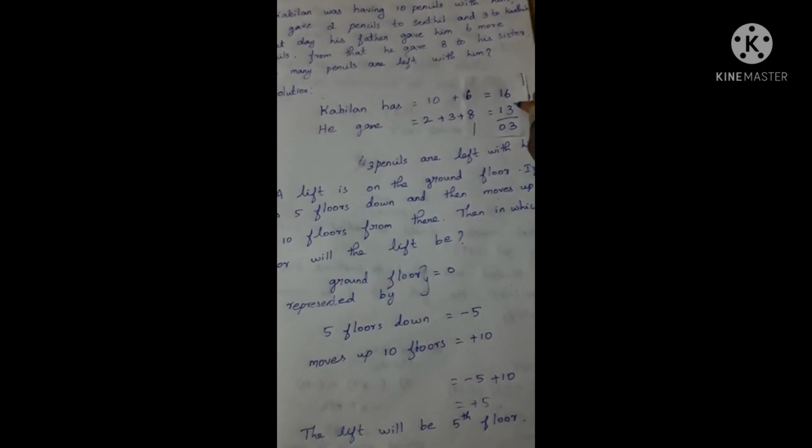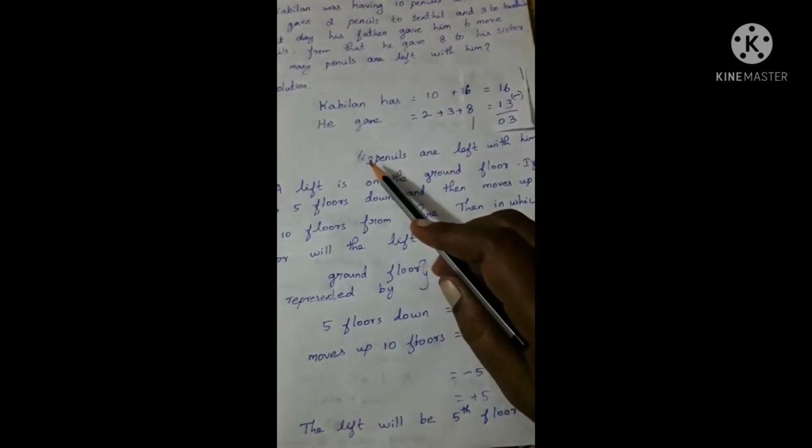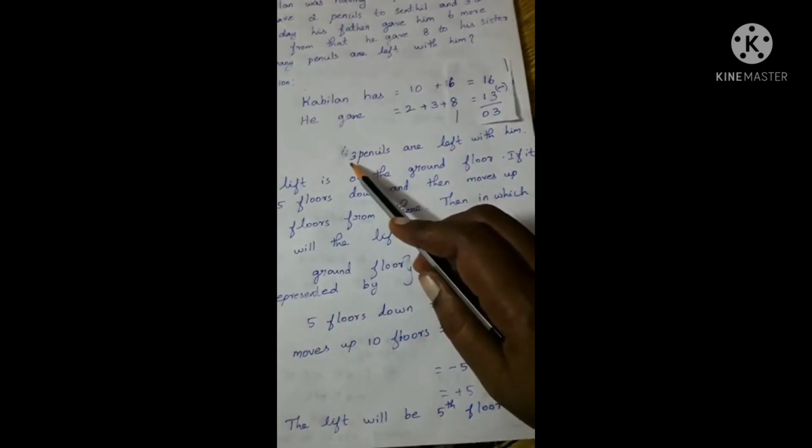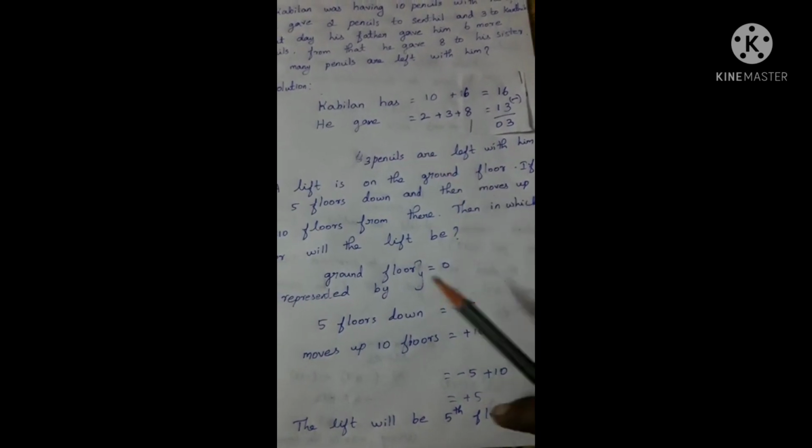So how many pencils are left with him? Left means remaining. So 16 minus 13, answer is 3. So now he has how many pencils? Yes, 3 pencils are left with him.